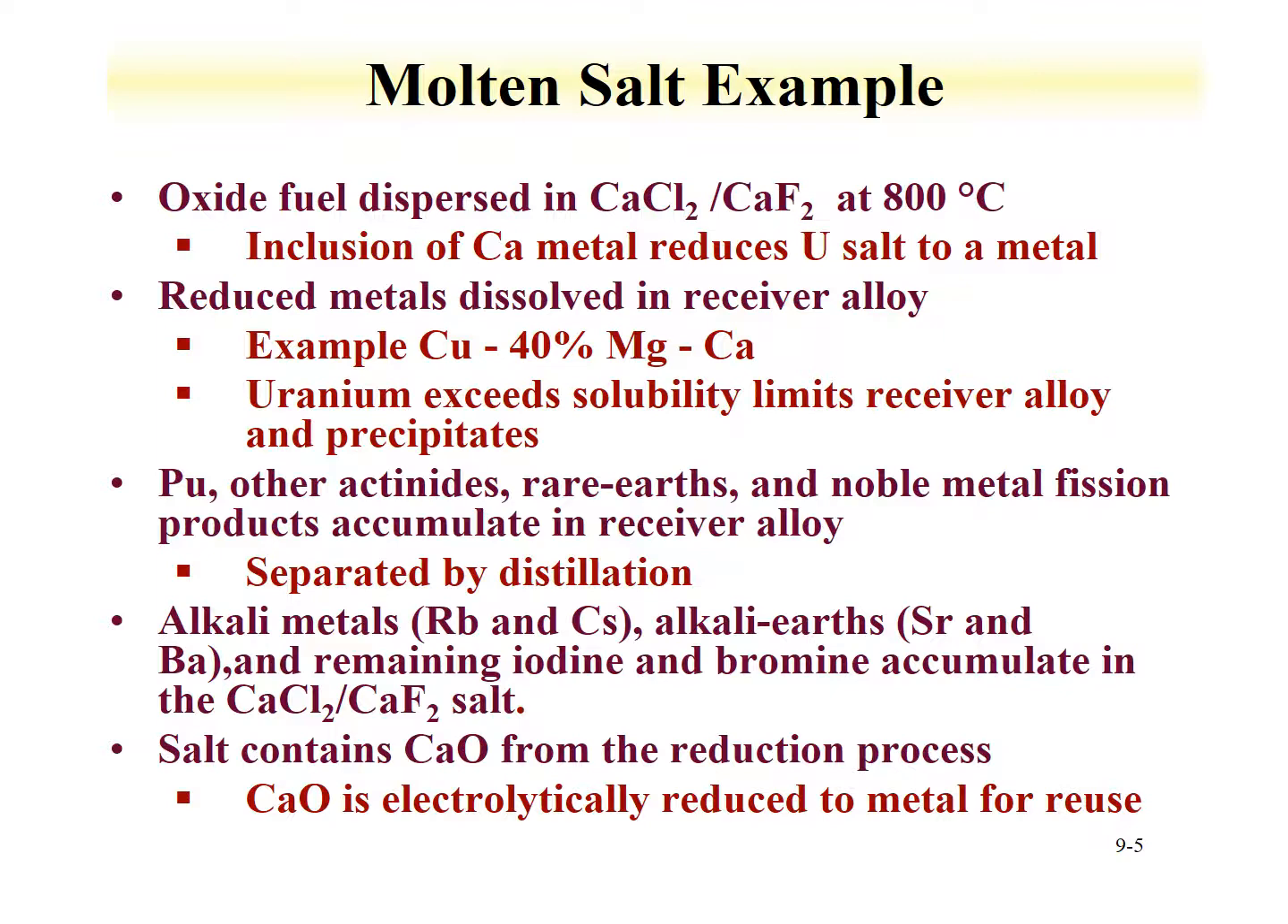And in the case where an oxide was originally used, you would form calcium oxide in the reduction process, so direct oxide reduction can also be used. And in this case, the calcium oxide would be electrolytically reduced to metal for reuse within the process and insertion at the initial point as the reductant for the uranium.